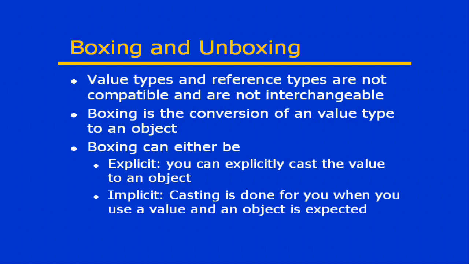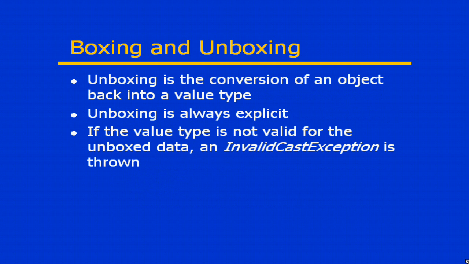Boxing can either happen explicitly or implicitly. You can explicitly cast the value type to an object. Implicit casting is done for you. Whenever you use a value and an object is expected, it will actually do what's called an implicit box of that value, or an implicit conversion of that value to an object. While boxing can either be explicit or implicit, unboxing, on the other hand, is always an explicit operation.